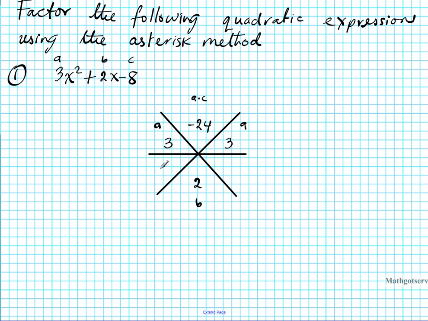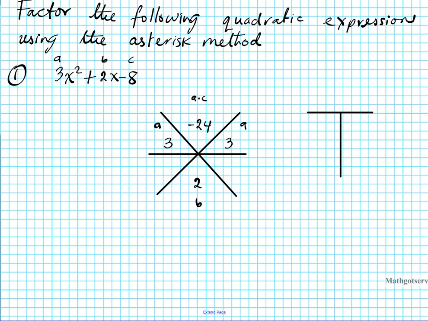Now, just like the X game, we're going to find two numbers that add to give you 2 and multiply to give you negative 24. Then we're going to put them in these two spots right here. To help me generate a list of possibilities, I'm going to make a factor table and list the factors that I can use.